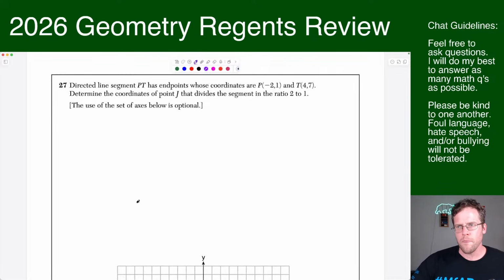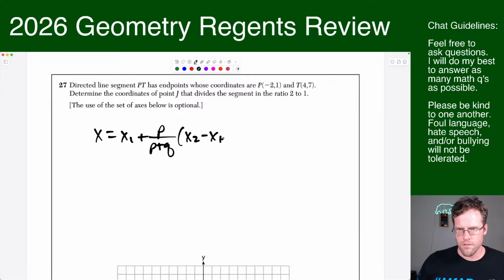All right. So directed line segments, formula. If you can remember this formula, then great. You could use M and N, but sometimes when you write M and N they look alike, so maybe P and Q. Doesn't matter. It's all the same. If you have this memorized, x1, y1, x2, y2, then you just plug in. So x equals x1, which is -2. P and Q is the ratio part, so like 2 to 1, the first part of the ratio and the second part.